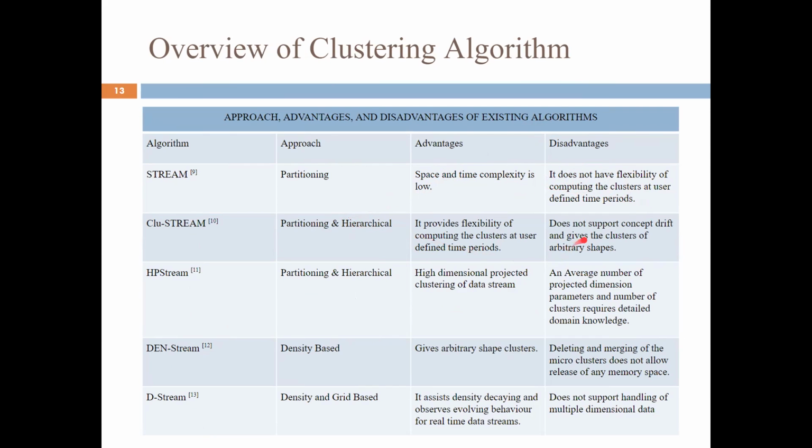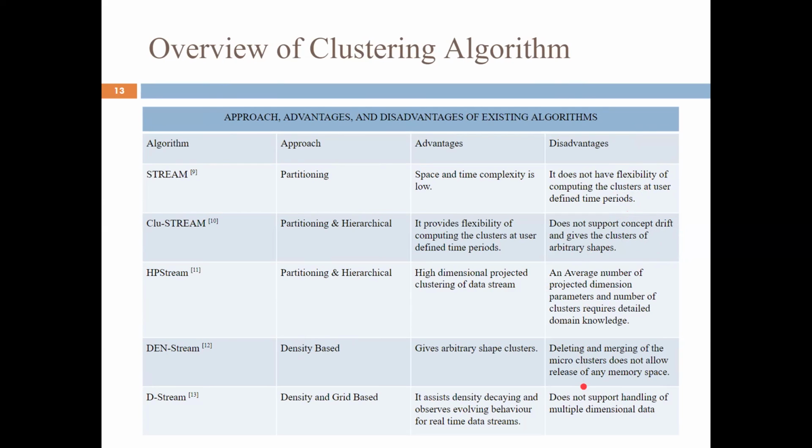Similarly, in CluStream, it does not support the concept of drift to give clusters of arbitrary shape. This is one particular approach we have to use in our proposed system. We have to introduce some concept of drift there. Then the average number of projected dimension parameters and the number of clusters require detailed domain knowledge in HPStream. That is one disadvantage of that.